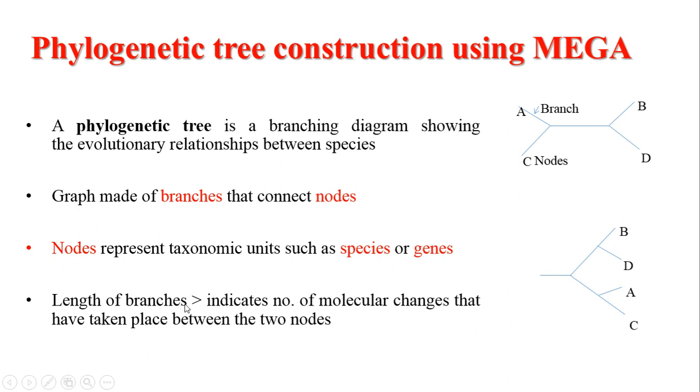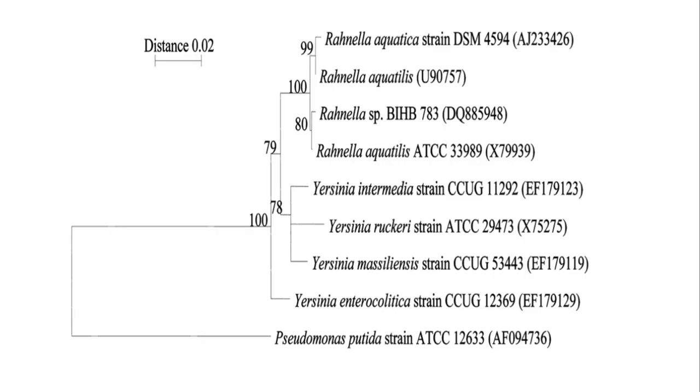The length of a branch indicates the number of molecular changes that have taken place between two nodes. It means how much different they are. The longer the branch distance, the more different the two species are going to be. So that is brief information about a phylogenetic tree. This is how a final phylogenetic tree looks.